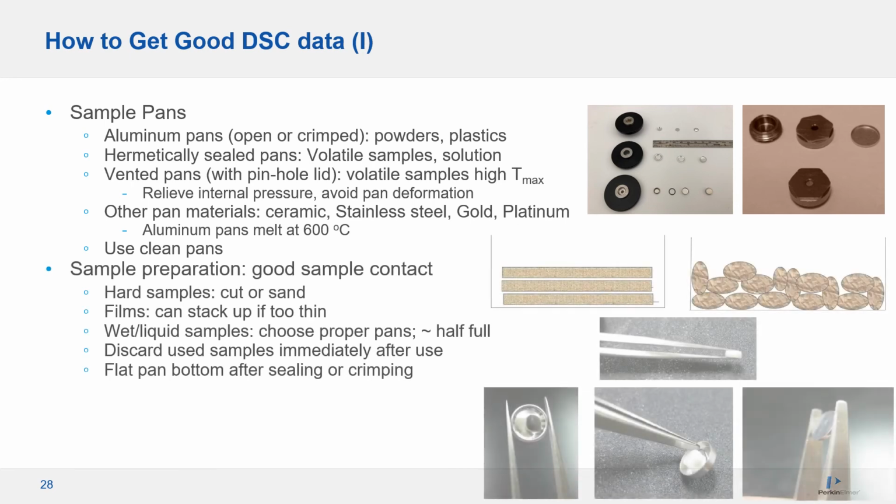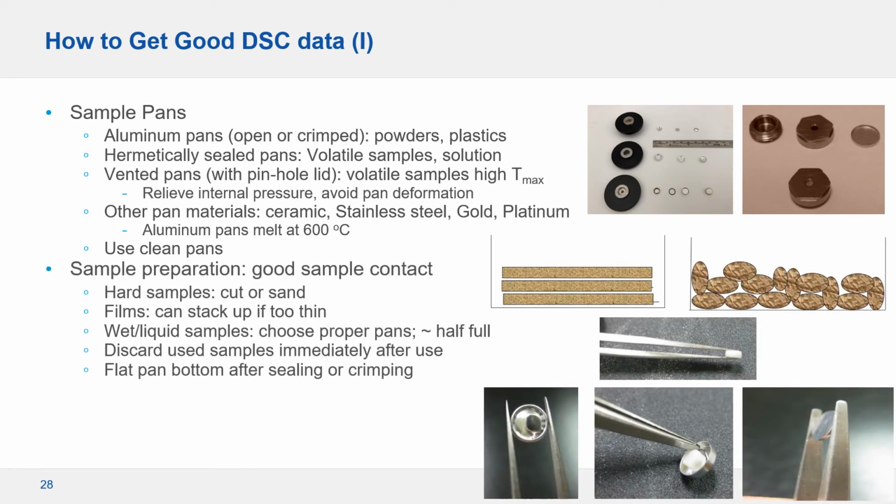Next, prepare the sample properly. There are many techniques and tricks, cutting, sanding, just to name a few. An ideal DSC sample should have good contact with the pan for better heat conduction. After crimping or sealing, always check the bottom and make sure it's flat.